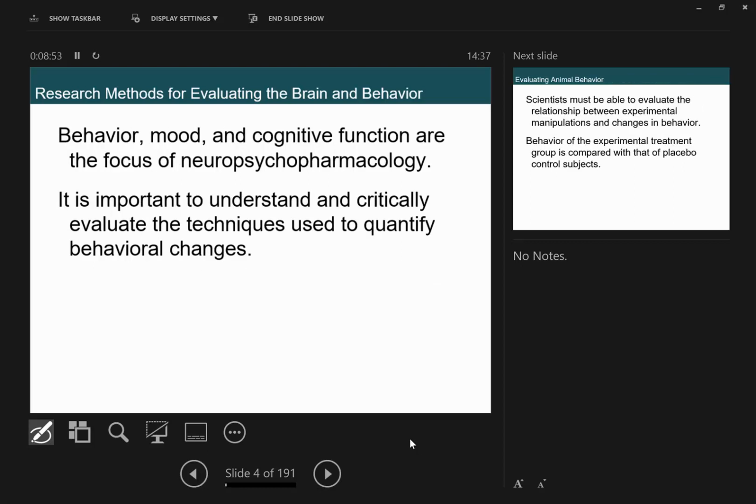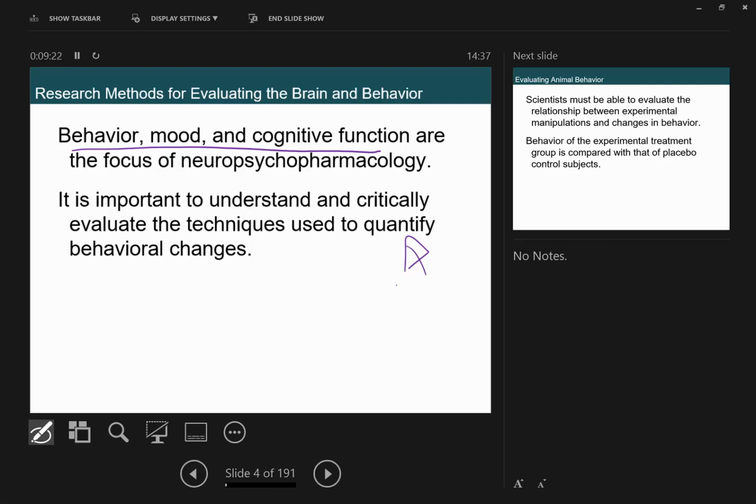For our purposes, we're going to focus more on behavior, mood, and cognitive function kind of things. We'll briefly mention, and I hope you guys do mention and talk about, some biochemical and molecular aspects, because some of those are important to think about. But we're going to focus more on this. And in particular, it's really important for us to think about how we quantify behavioral changes, right?